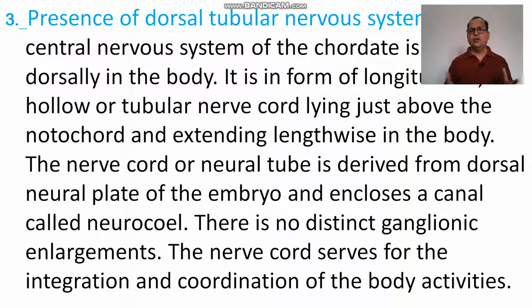The nerve cord or neural tube is derived from the dorsal neural plate of the embryo and encloses a canal called neurocele. There is a distinct ganglionic enlargement. The nerve cord serves for the integration and coordination of the body activities.